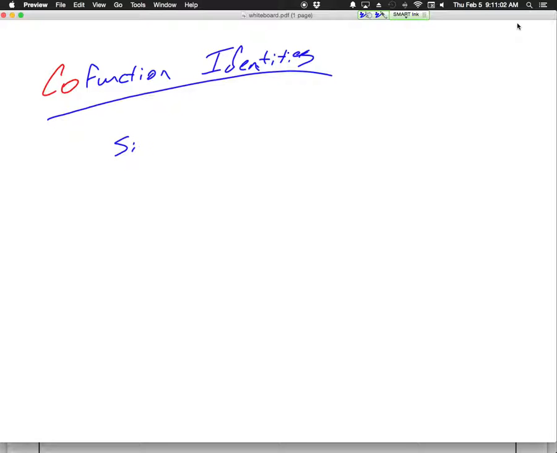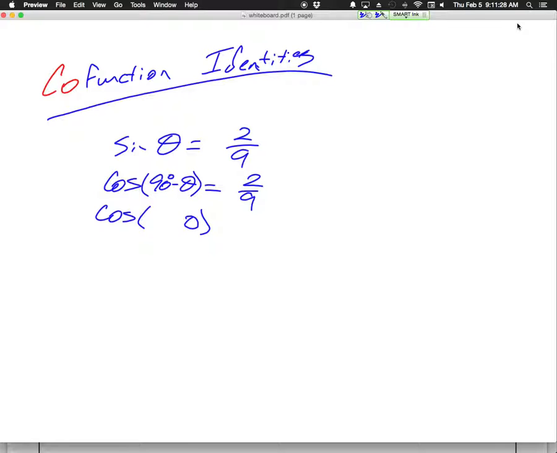So if I tell you that sine of theta is equal to 2/9, cosine of what is also going to be equal to 2/9? 90 minus theta. Now, what could I also use instead of 90? Pi over 2. So if I know what a function is, I automatically know when the cofunction of it equals that same number.